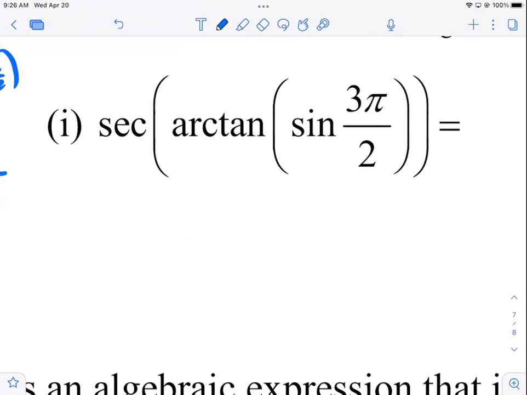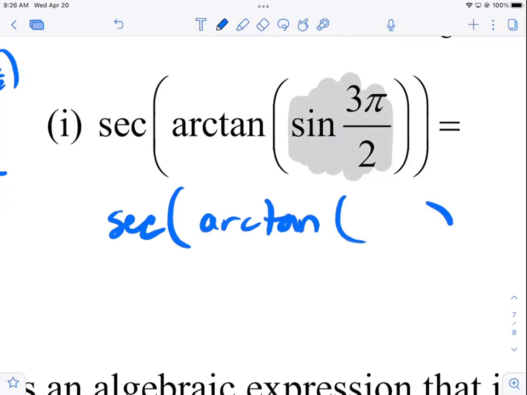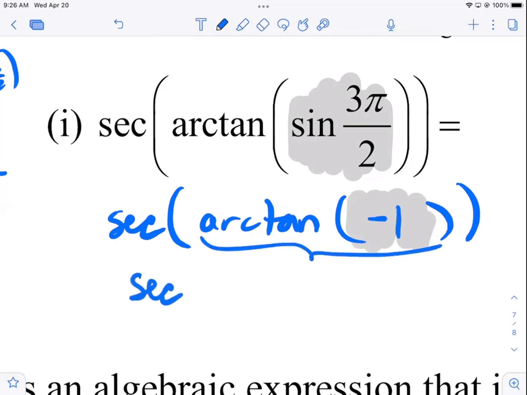Secant of arctangent of sine of 3 pi halves. Whoa, we got 3 of them now, right? Is it time to panic? No, it's time just to be chill and work it out from the inside out. So here we go. Let's bring down the stuff we're not using, and we'll go one little piece at a time. What's sine of 3 pi halves? -1. Yes, nice.